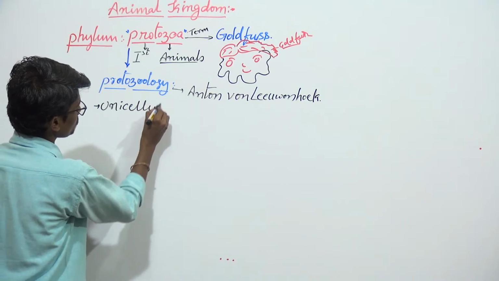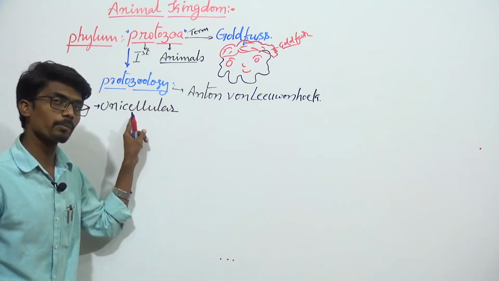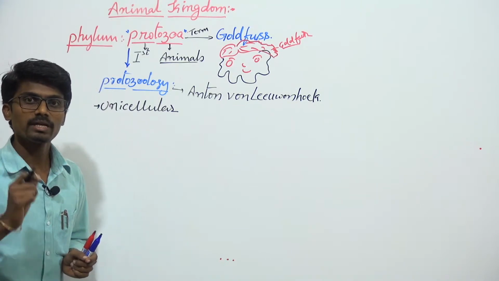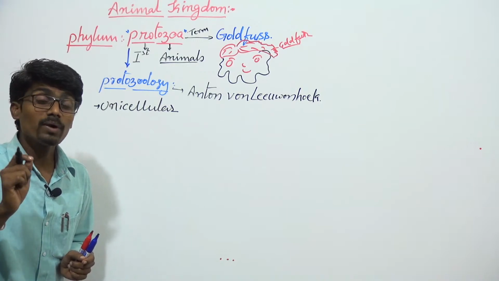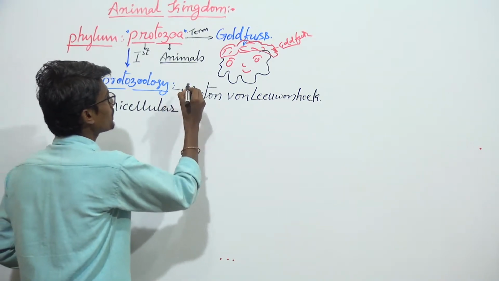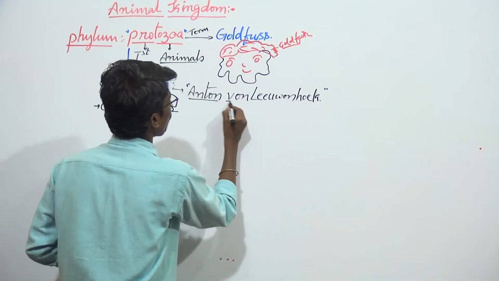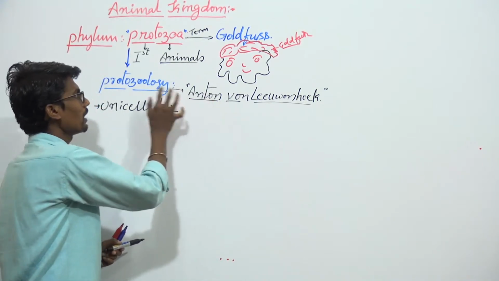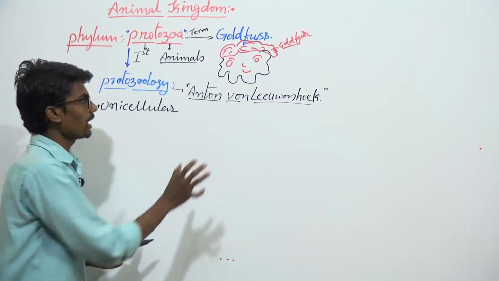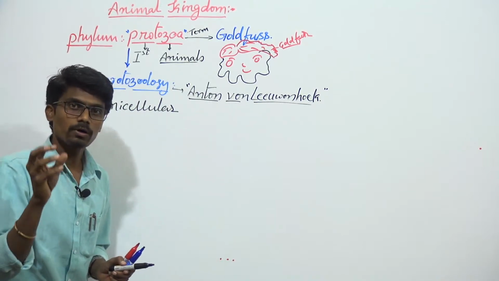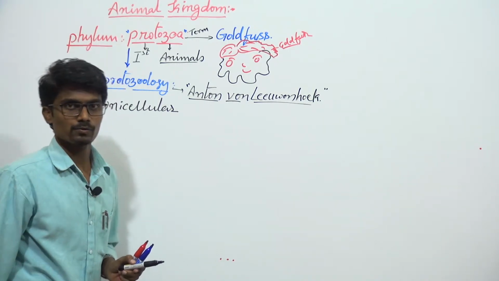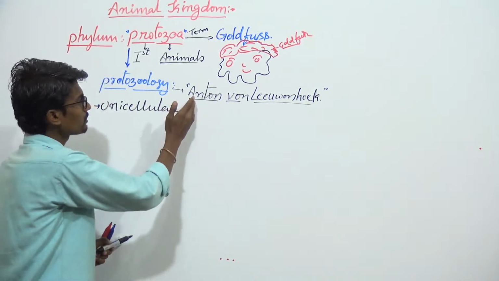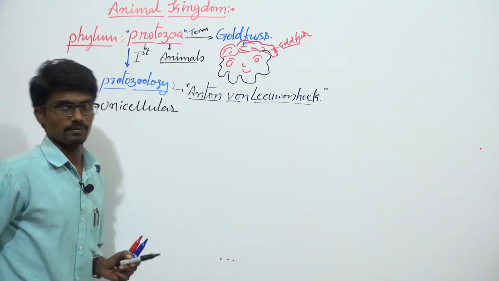And protozoa are always unicellular organisms. These organisms are mainly made up of a single cell. If you want to observe a single cell, we need a microscope. Who invented the microscope? The microscope was mainly invented by Anton Leeuwenhoek. There is a relationship between the microscope and protozoology, and he is the first person who observed protozoans under the microscope. That's why he is the inventor of the microscope as well as the father of protozoology.